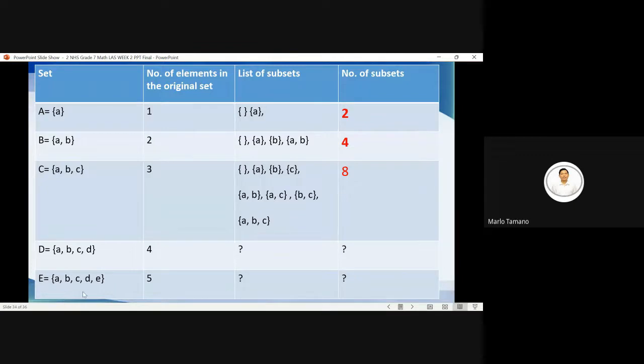Then E, the number of subsets of this set with 5 elements. So 2 to the 5th power, multiply the 2 five times. 2 times 2, 4 times 2, 8 times 2, 16 times 2, 32. Again, 2 times 2, 4 times 2, 8 times 2, 16 times 2, 32. Clear? And that is very easy.